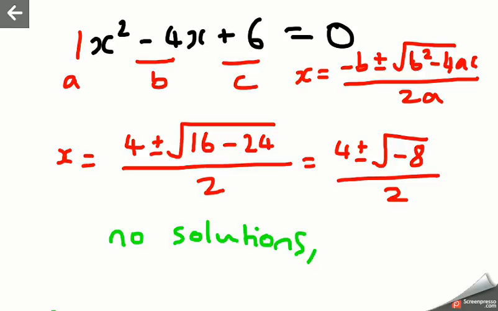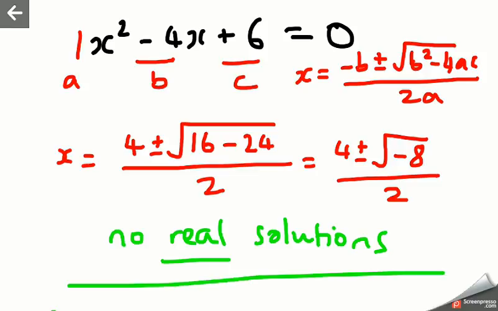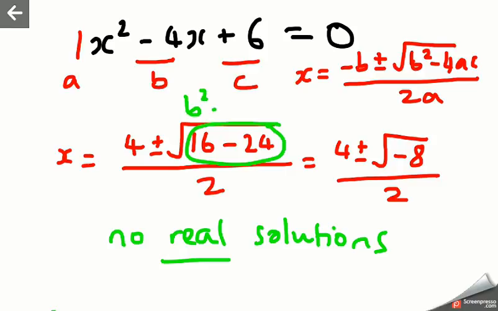We usually write no real solutions, because there are no real numbers. Remember, the real numbers are the line of all the numbers. There are no real numbers to make this equation true. So there are no real solutions when b squared minus 4ac is less than 0, because remember, this part in here is b squared minus 4ac. It's negative 4 squared minus 4 times 1 times 6. So 16 minus 24, less than 0.